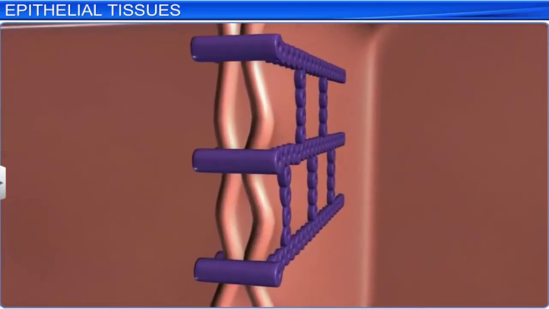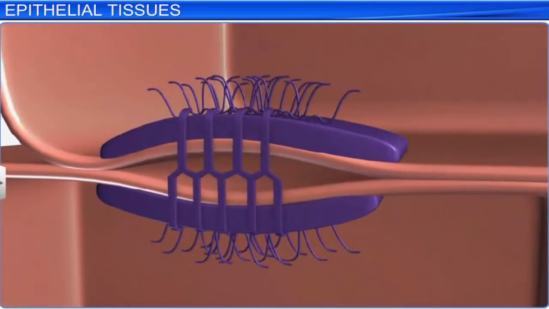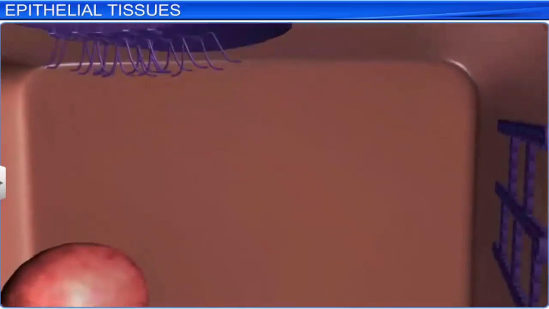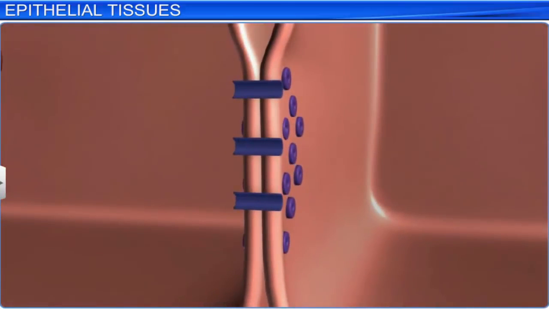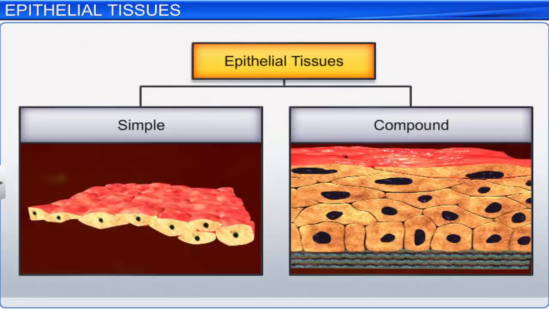Tight junctions prevent leakage of substances across a tissue. Adhering junctions help cement adjoining cells together, and gap junctions contain pores which permit the exchange of ions and molecules from the cytoplasm of one cell to another. Epithelial tissues are of 2 types, simple and compound.